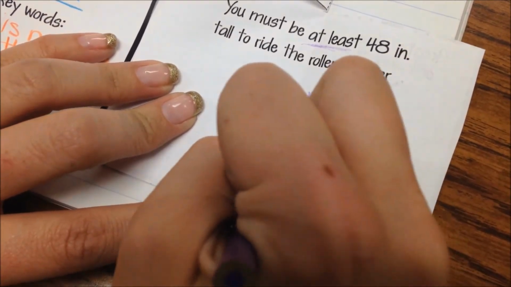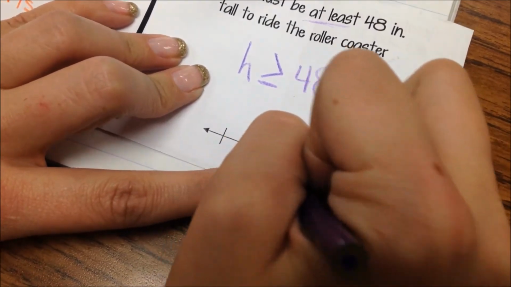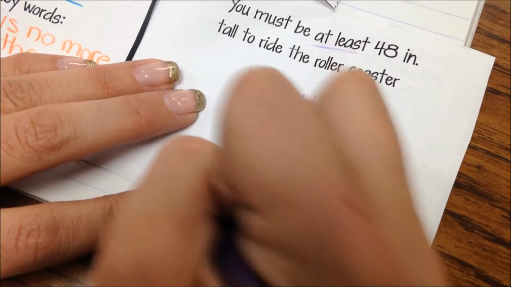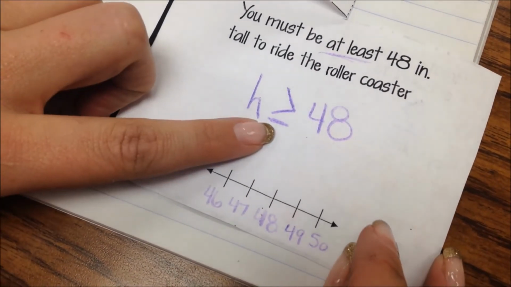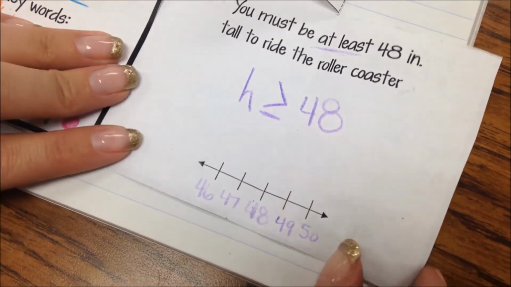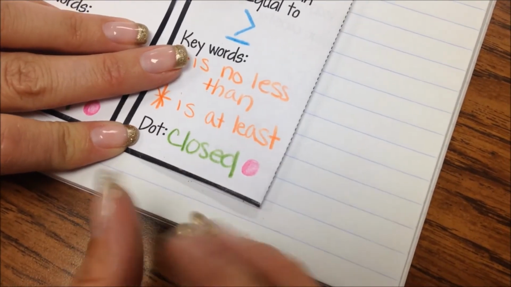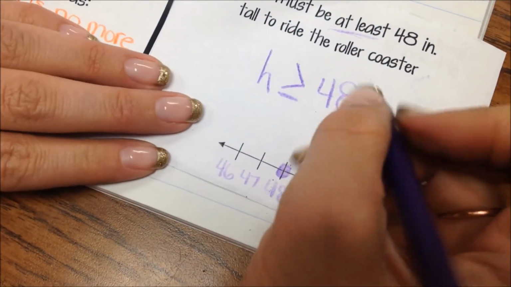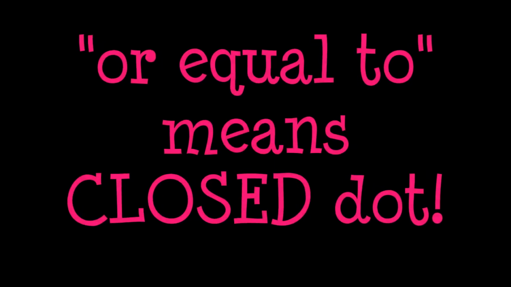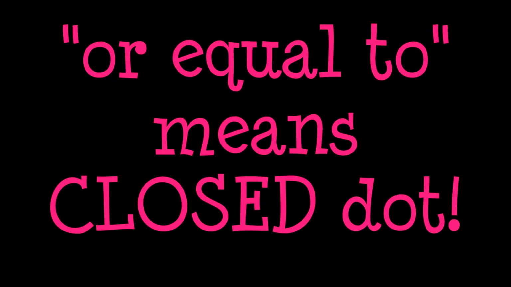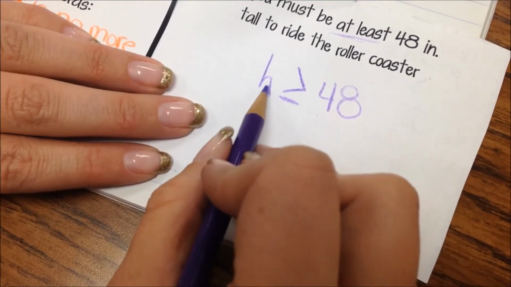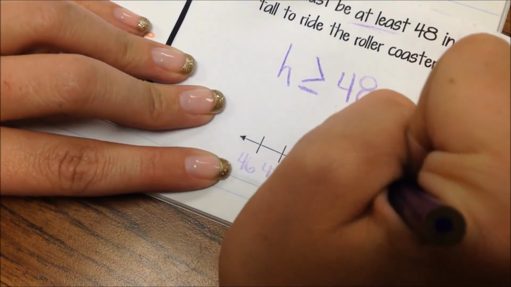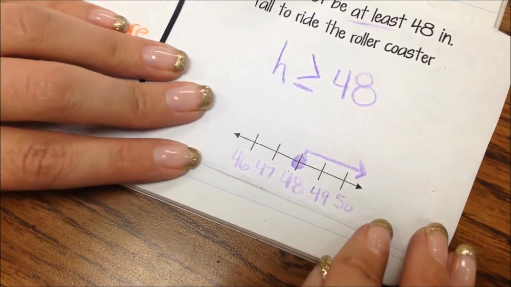So I'm going to put 48 on my number line. Again, you want a couple numbers above 48 and a couple numbers below 48. Okay, since I have that little line or equal to, that means I'm including 48. So if I look at the front, that's a closed dot because I'm including that number. So I'm going to do a closed dot around 48. I'm going to read it again. H is greater than or equal to 48. So I'm going to draw my arrow greater than or equal to 48.